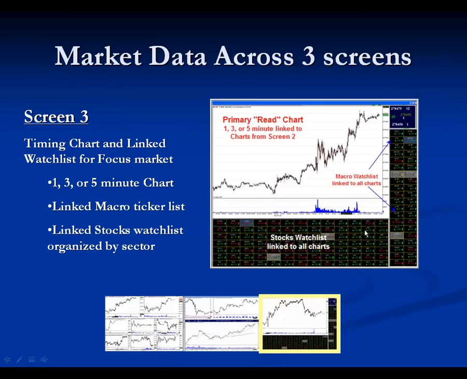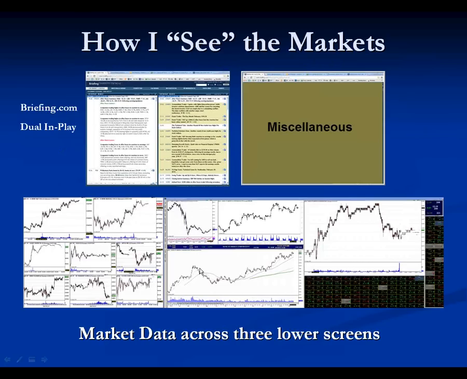And these quote boards, I use eSignal. These quote boards are actually linked to the charts, so any one of these that I click on immediately loads the charts into this read chart as well as the daily, weekly, and the 60-minute scrunched. And that's how I see the markets.